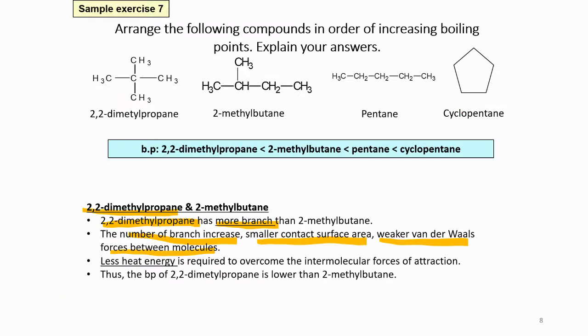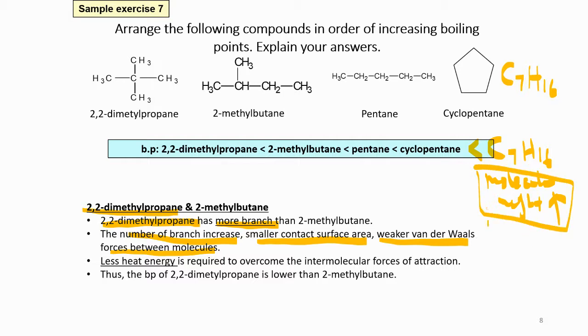Let's say I add in another one, for example, C7H16. Which one will have the highest boiling point? It will be C7H16. Why? Because the molecular weight is the highest. We always look at the molecular weight first. If it's only hydrocarbons, we look at the molecular weight. The one with the highest molecular weight has the highest boiling point.